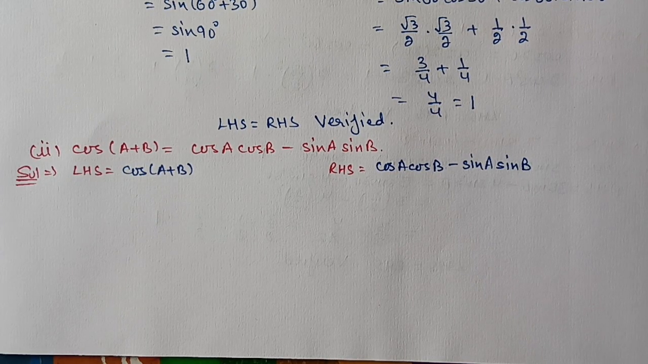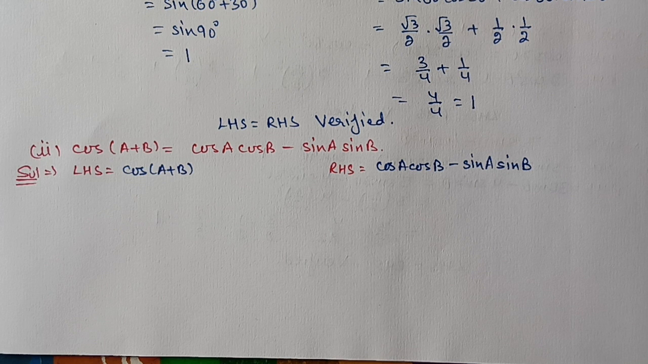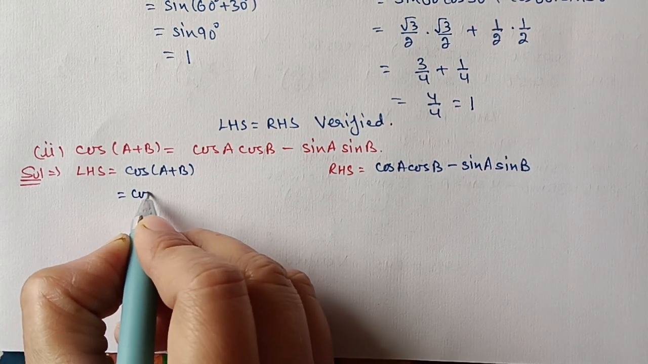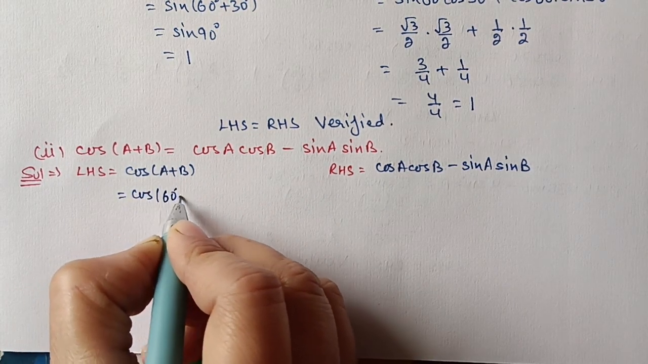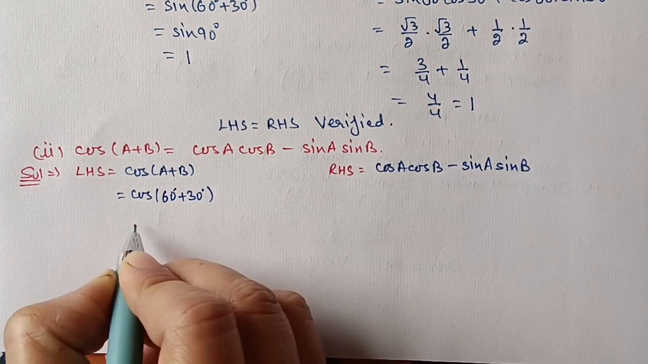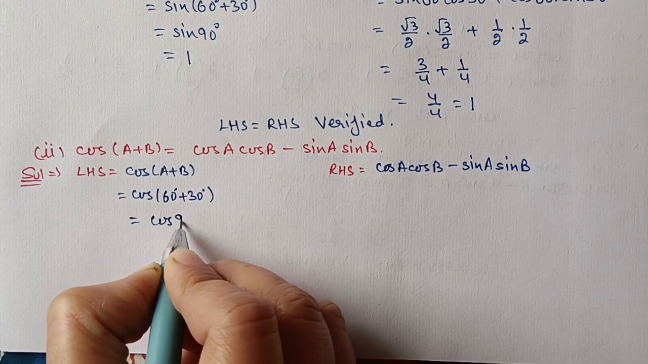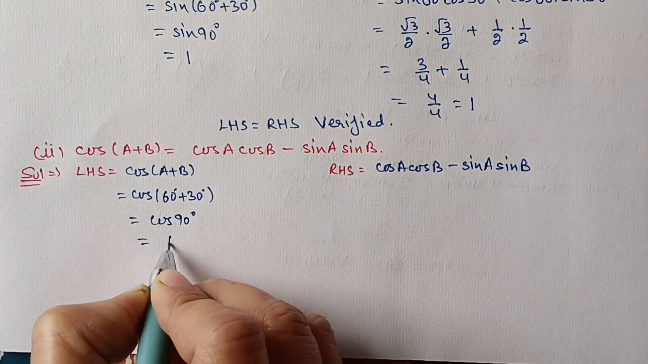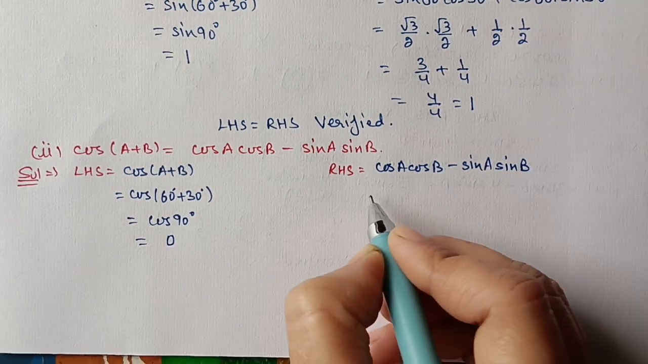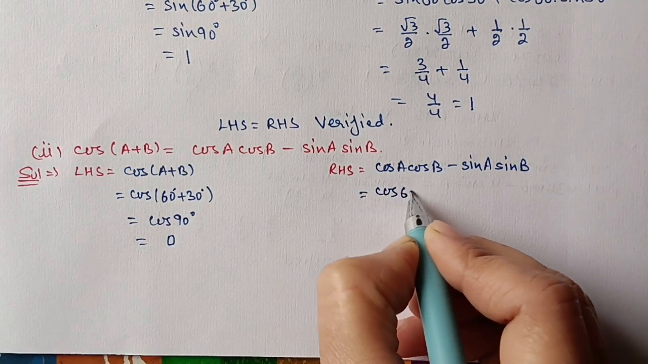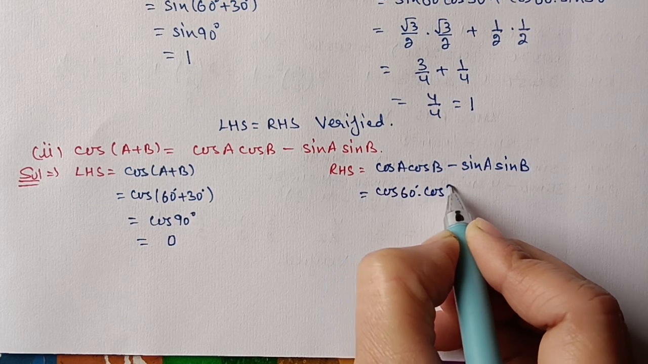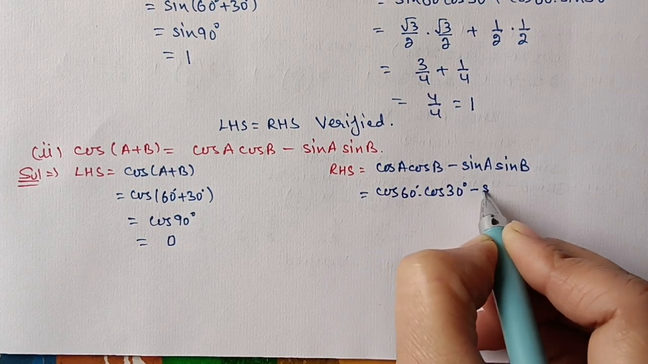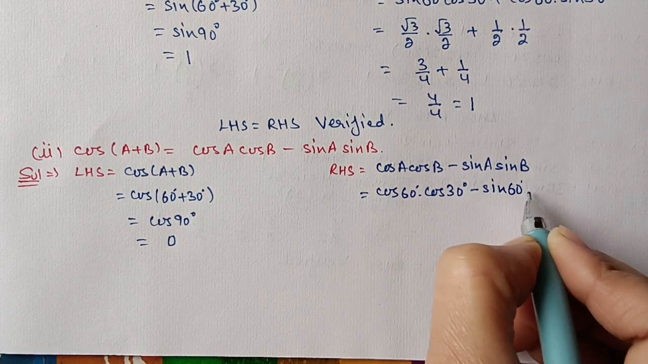10th question, second part. Cos(A plus B) is equal to cos A cos B minus sin A sin B. Substitute values, first left side. Cos(60 plus 30), same values we have to take as first part, cos 90, and cos 90 value is equal to 0. Right side: cos 60 cos 30 minus sin 60 sin 30.